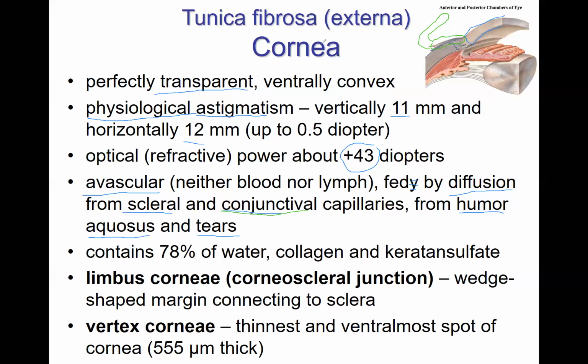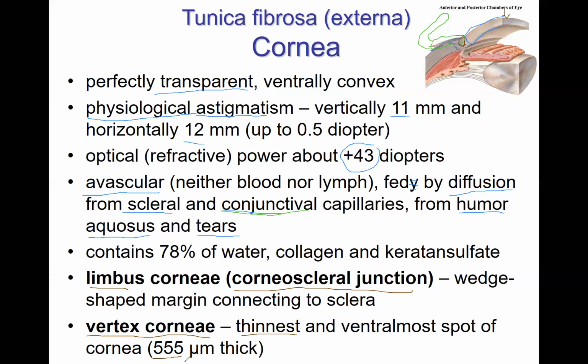And we have two structures. One is called the corneal scleral junction or limbus. We have already talked about that. That's this area of connection. And we have a vertex. Vertex is this point. It's the ventralmost point of the eyeball. So it's the same as the anterior pole of the eyeball. And it's the thinnest part of cornea, and you should know how thick it is.